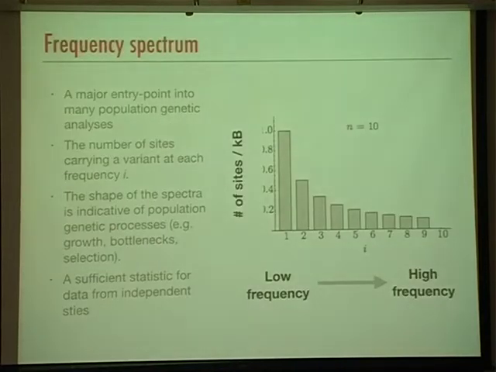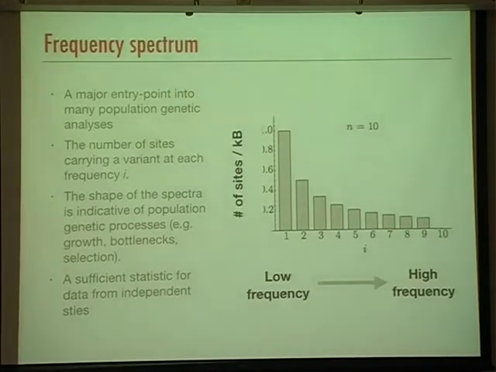So the frequency spectrum, as you were introduced to and came up multiple times during this workshop, is the number of sites that take on each of several different frequencies. So in a sample of say 10 chromosomes, 10 gene copies, we have possible frequencies from 1 to 9 of a derived allele. So these would be low frequency variants here, high frequency derived variants here.